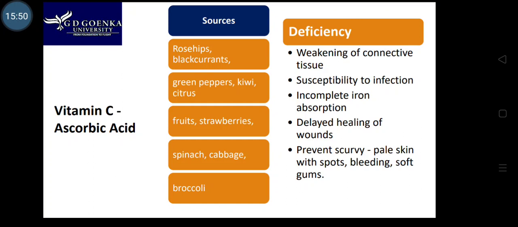So we studied the vitamins in detail. We studied the classification and different types of vitamins. Thank you for listening.